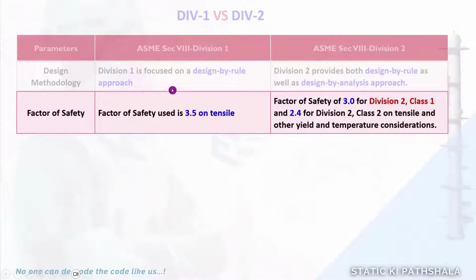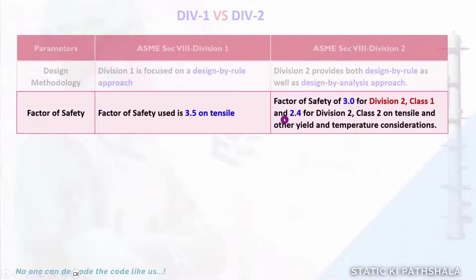When we are dealing with ASME Section VIII Division 1, specifically on ultimate tensile strength, the factor of safety mentioned in the code is 3.5. But is it mentioned in division 1? The answer is no. It is mentioned in ASME Section II Part D, Mandatory Appendix 1. So is it in division 1? No, it is given in Section II Part D, Mandatory Appendix 1. So what is the factor of safety for division 1 on ultimate tensile strength? It is 3.5. Whereas when we come to division 2, there are two classes, class 1 and class 2. For class 1, the factor of safety on ultimate tensile strength is 3. And for class 2, it is 2.4.